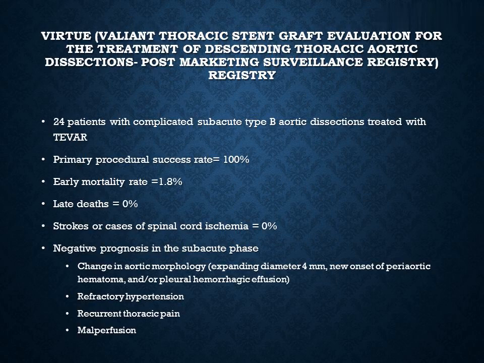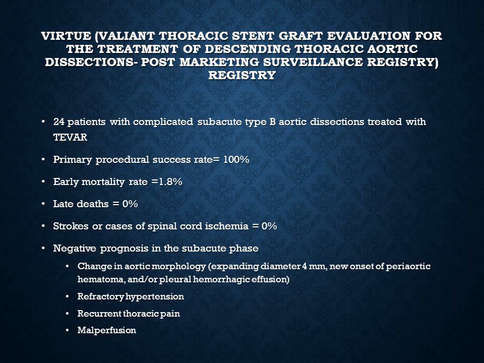VIRTUE, Valiant Thoracic Stent Graft Evaluation for the Treatment of Descending Thoracic Aortic Dissections post-marketing surveillance registry: 24 patients with complicated subacute type B aortic dissections treated with TEVAR. Primary procedural success rate equals 100%. Early mortality rate equals 1.8%. Late deaths equals 0%. Strokes or cases of spinal cord ischemia equals 0%.